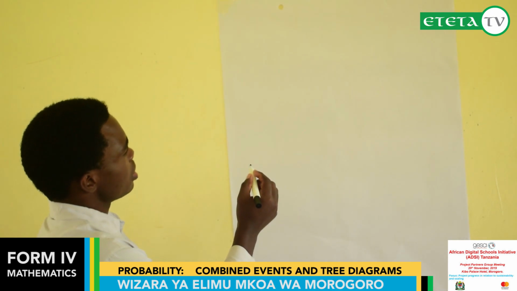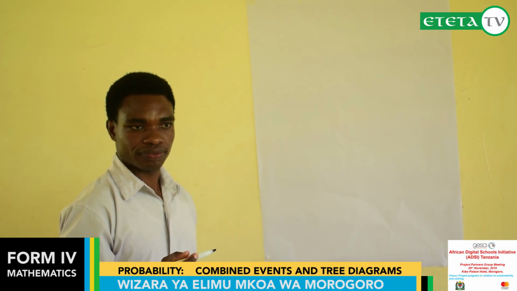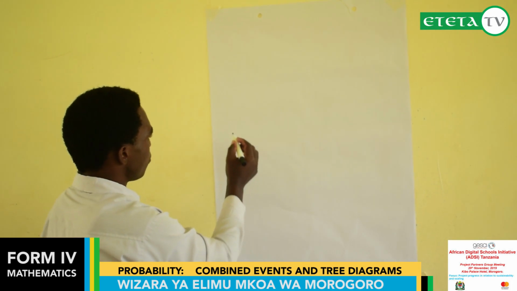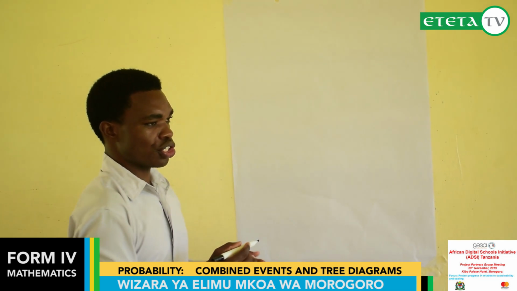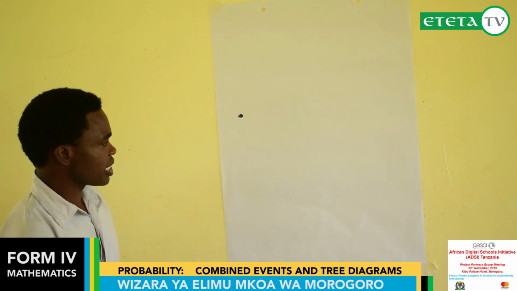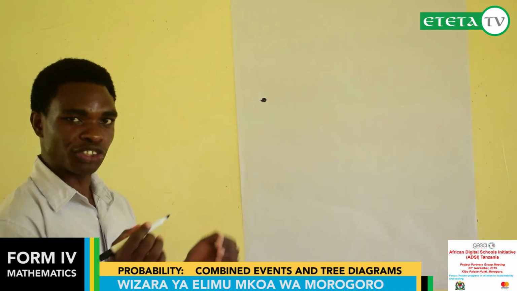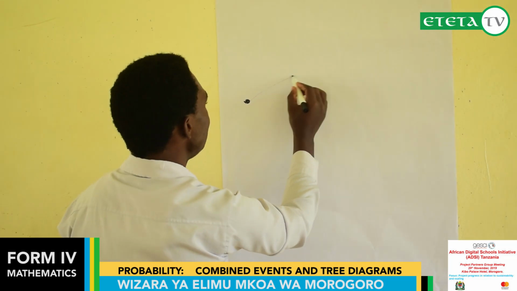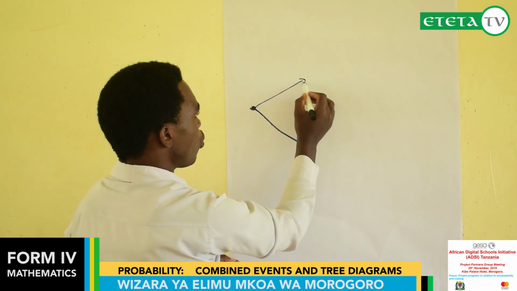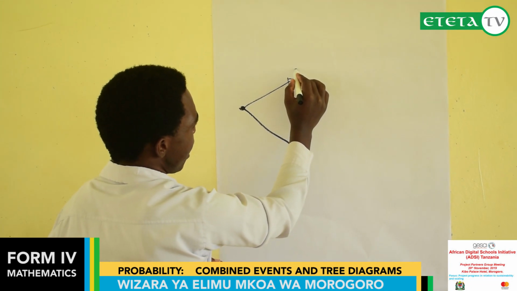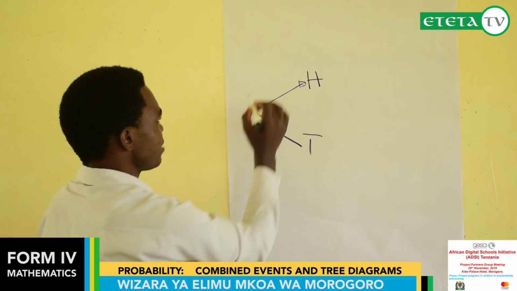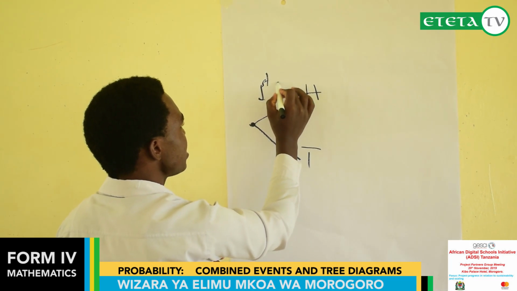Since we have two coins, we are going to separate them, but we must show the starting point. This is the starting point. We start by expressing the outcome of the first coin, which is this one. We know that there are two possible events. We can either observe a head or we can observe a tail. This is the case for the first coin.